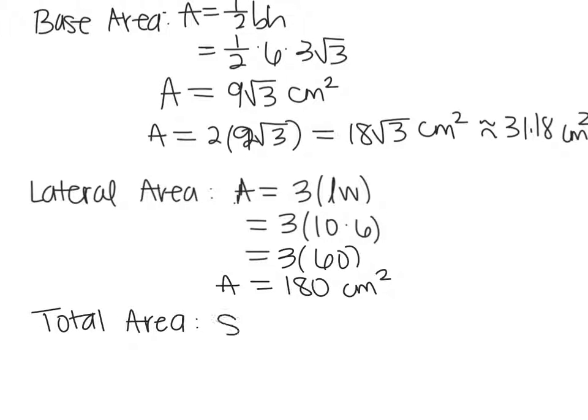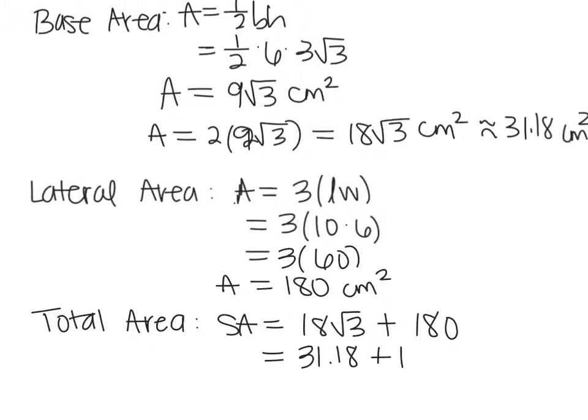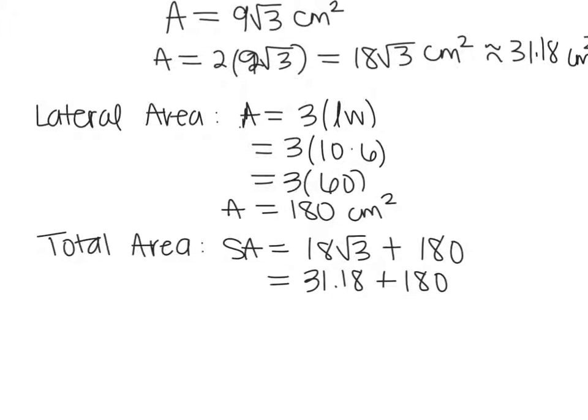Now let's find the total area. So our surface area, which is the base area, 18 square root 3, plus our lateral area, 180. We're going to use our decimal for the 18 square root 3, so we have 31.18 plus 180. So our total surface area is going to be 211.18 centimeters squared.